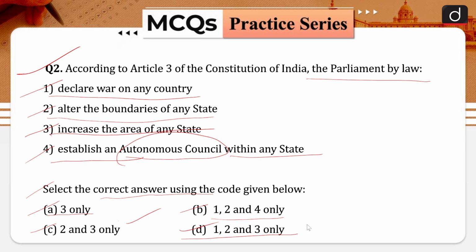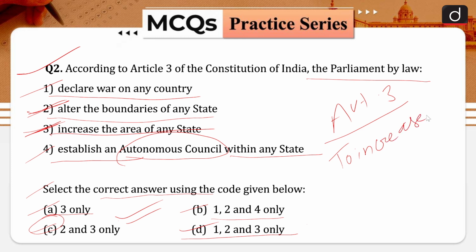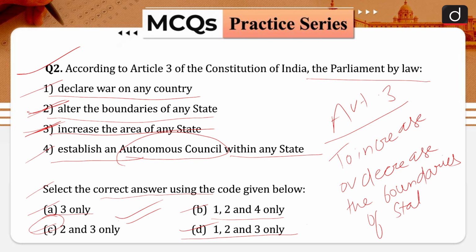Your correct answer is going to be option C, that is, statements 2 and 3 only are correct. Article 3 talks about the power of the Indian Parliament to increase or decrease the boundaries of a state, and it can also increase the area of any state.